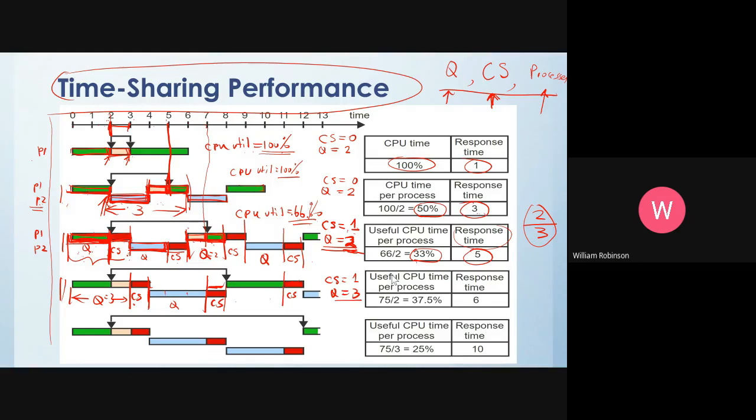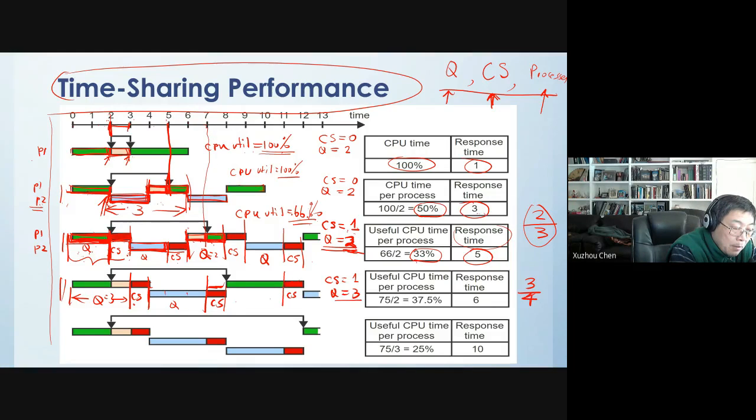So would it be like 3/4 of 100%? 3/4. Okay. So for every 4 time units, the useful CPU time is 3 time units. Only 1 cycle is wasted. So you wasted 1 time unit for every 4 time units, right? So the utilization is 3/4. So that's 75%.